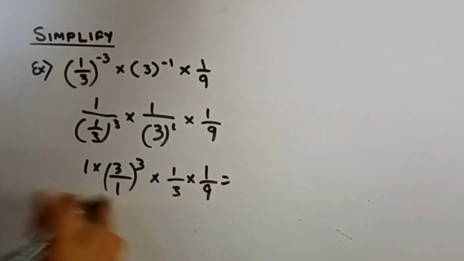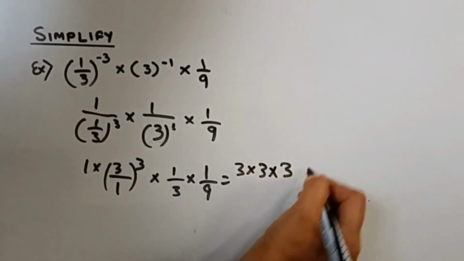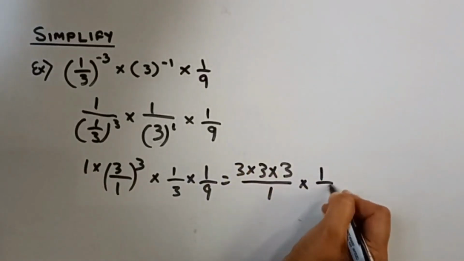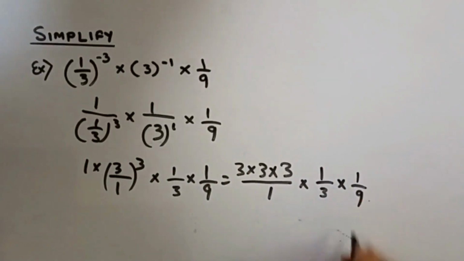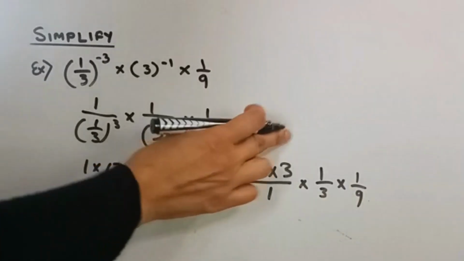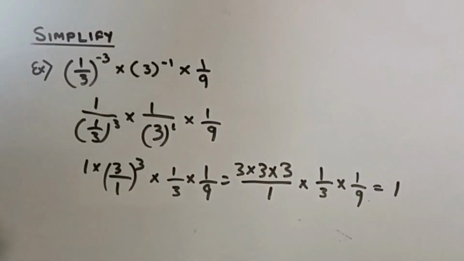This 3 raised to 3 is 3 into 3 into 3 upon 1, into 1 by 3 into 1 by 9. 3 9s are 27, 3 3s are 9, 9 3s are 27. So this is 1. 27 upon 27 is 1.